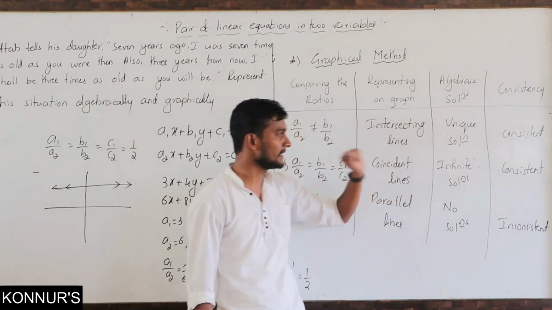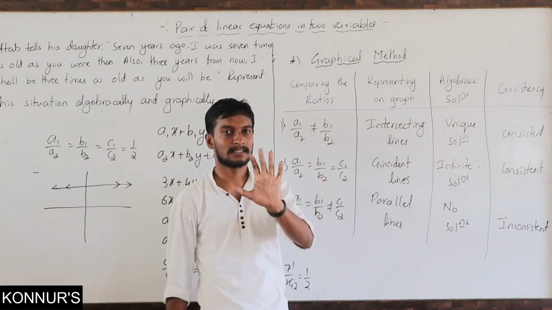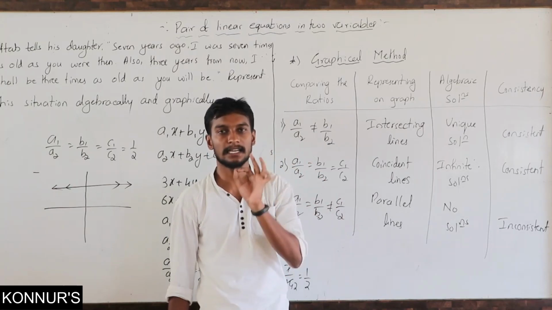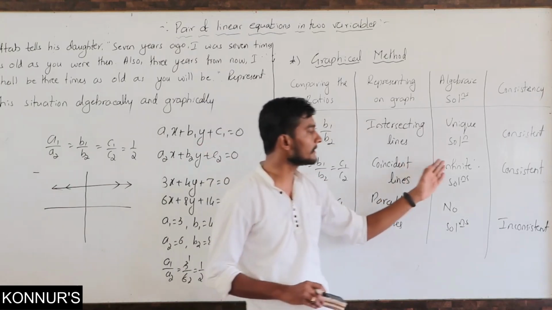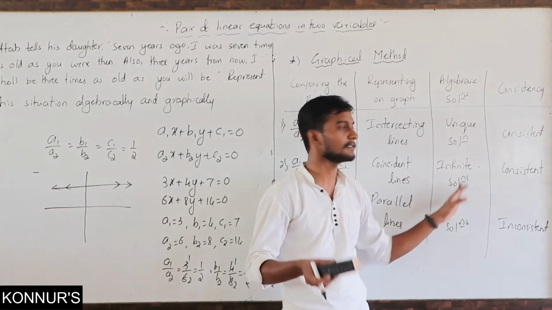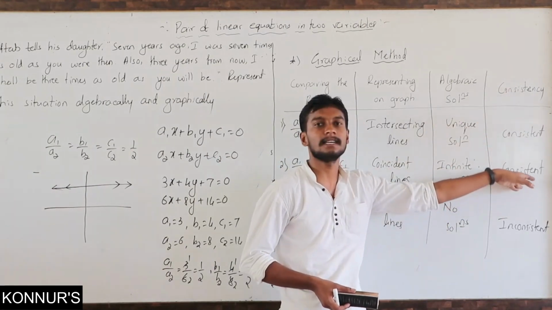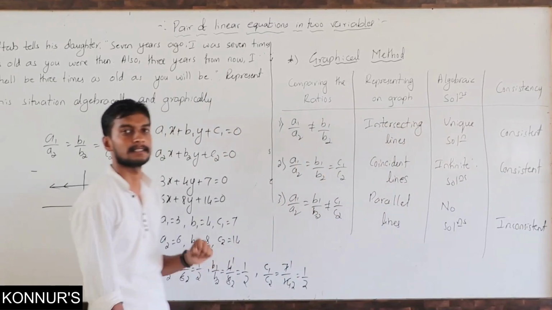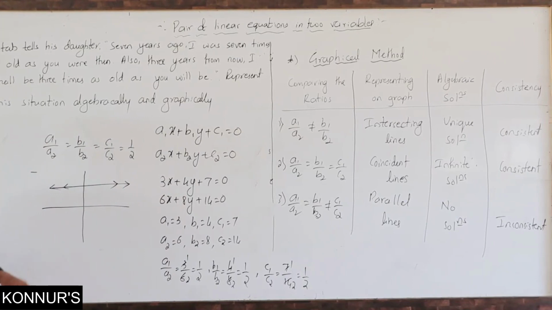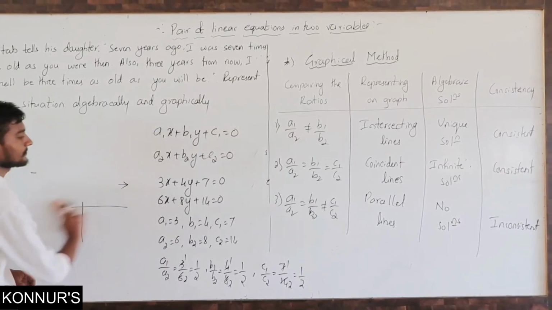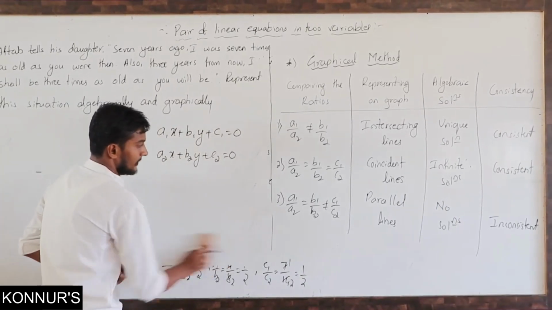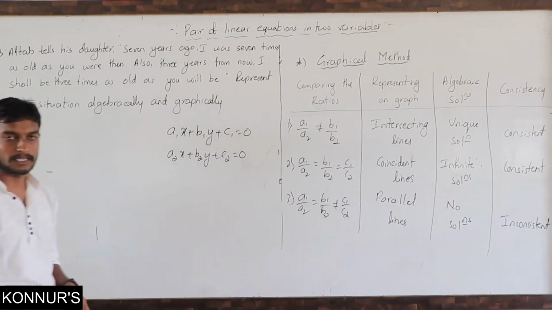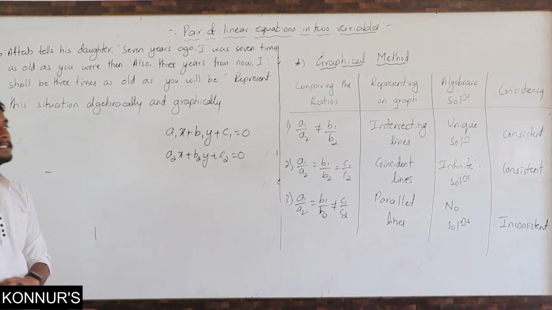Already I have told you that if you have any solutions, the equations are a consistent pair. If there is no solution, the equations are an inconsistent pair. Here we are having infinitely many solutions, so the consistency is what? It is a consistent pair. So, this is the second condition. And we come to the third condition. In the third condition, a1 by a2 is equal to b1 by b2 is not equal to c1 divided by c2.